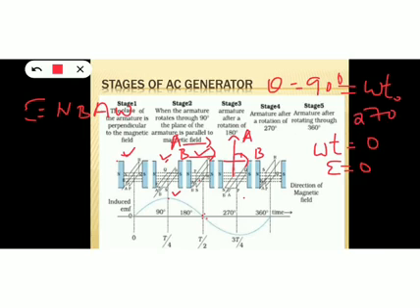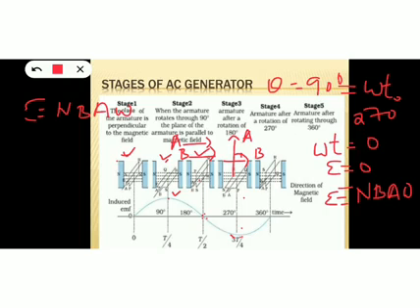So induced EMF E is equal to NBA omega sine 3 pi by 2, that is NBA omega into minus 1, or you can write it is minus NBA omega. So the graph takes maximum position but in the negative axis. See, so this is the position of the graph corresponding to an angle of 270 degree or 3 pi by 2.